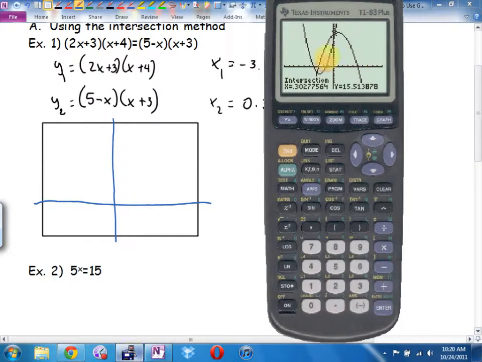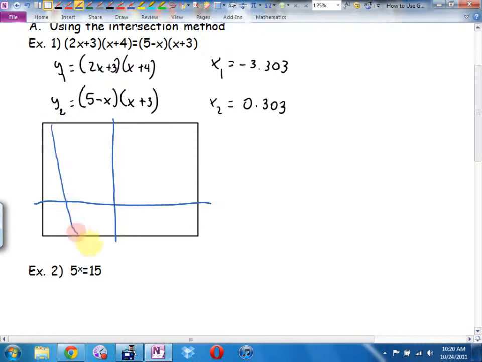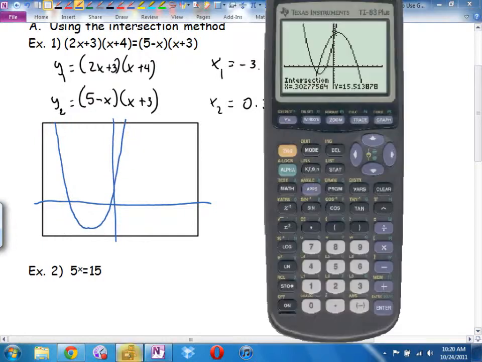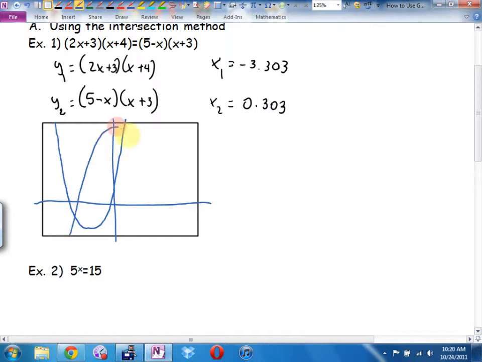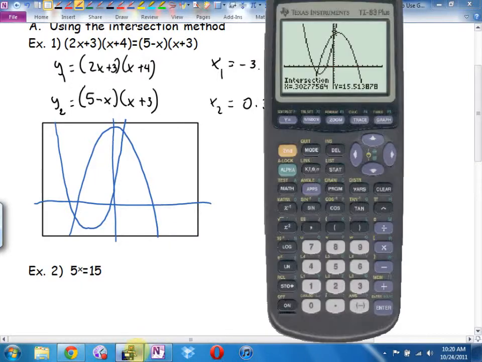Let's see, there's a parabola right about here. A little too low off my screen. Parabola right about here. And another parabola about there. Close enough. I realize that this intersection is really further right than this actual, close enough. Okay?